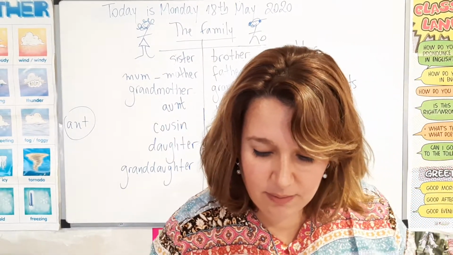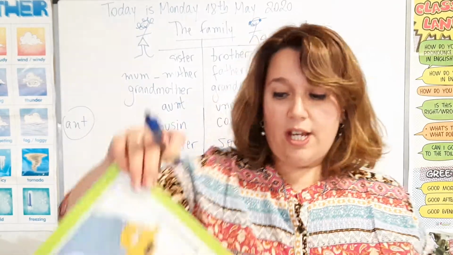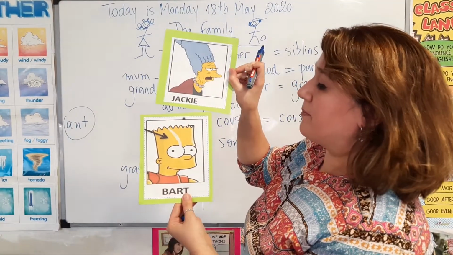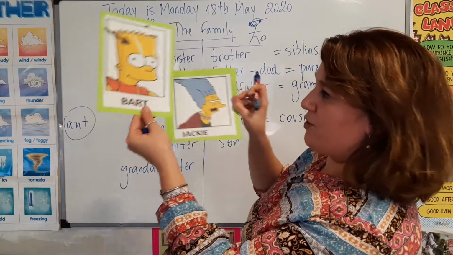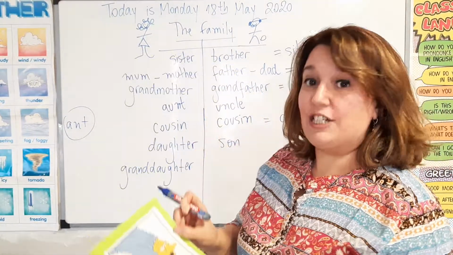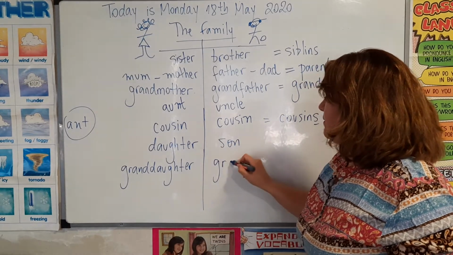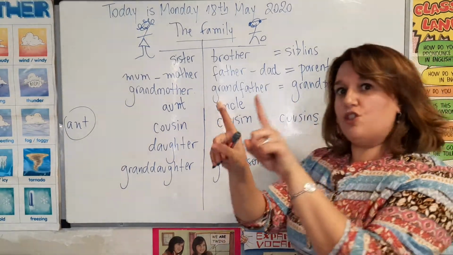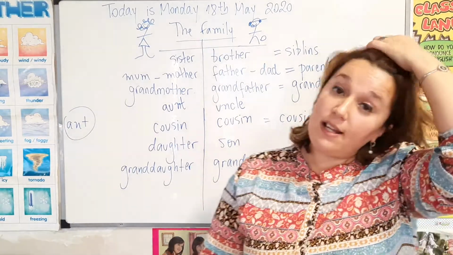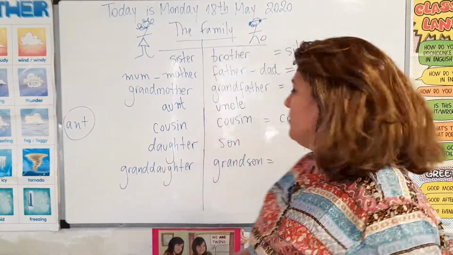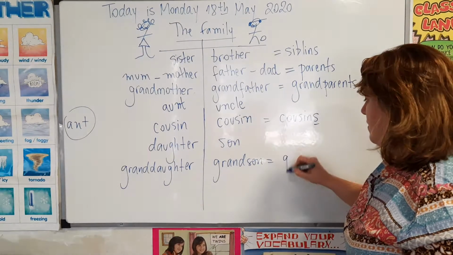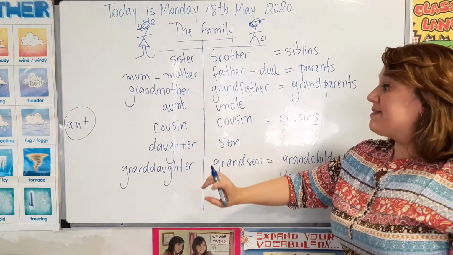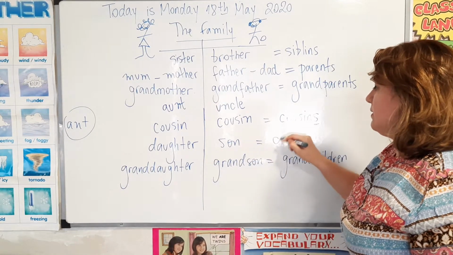But if I have Bart, imagine I have Jackie and Bart. I can say Jackie is Bart's grandmother, yes, and I can say Bart is Jackie's grandson, grandson, right? So the two together, granddaughter and grandson, grandchildren. Yes? So, grandchildren. And the same happens here. Daughter and son, children.